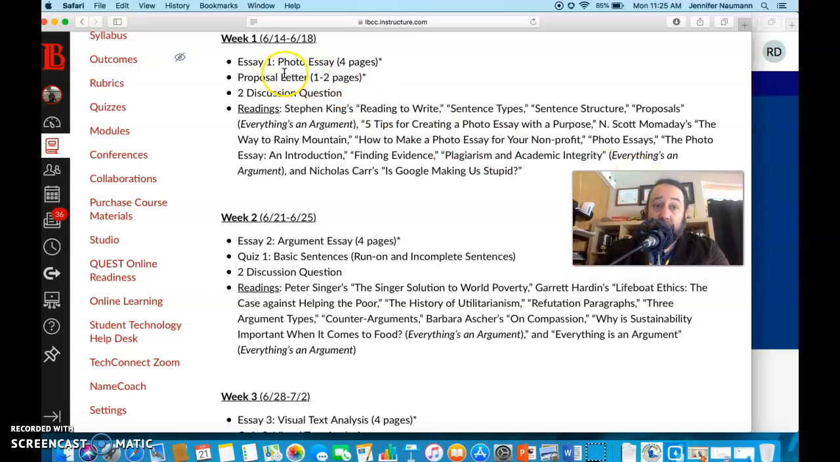So week 1, wrapping up, we were working on the photo essay, which is a fun narrative essay, and getting started on the proposal letter, which kind of works itself into week 2. So we're going to look at those two things today. What is the proposal letter? What is essay 2? And the other parts you can see on there.